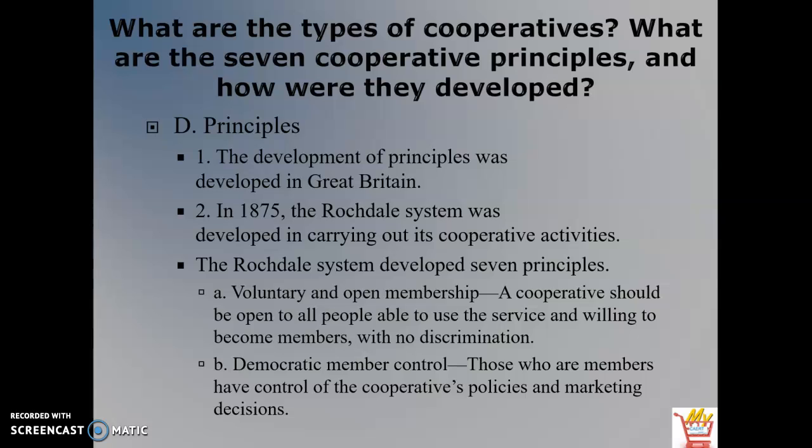First of all, the first one was that it was voluntary and had open membership. So the cooperative had to have open membership, had to be open to all people, and be willing to allow anybody to become a member with no discrimination.